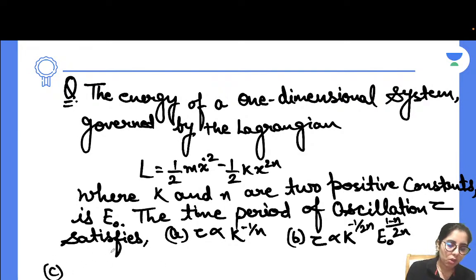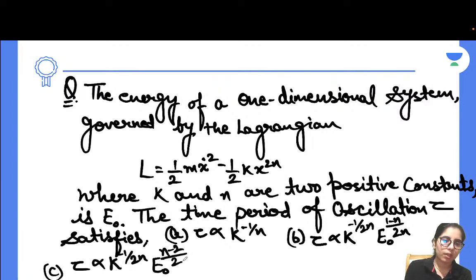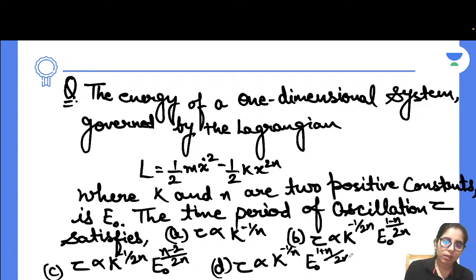Option C is tau proportional to k to the power negative 1 over 2n, E naught to the power n minus 2 divided by 2n. And D is tau proportional to k to the power negative 1 over n, E naught to the power 1 plus n divided by 2n. Try it now and let me know as you get it done. And if anybody has any doubt, you can surely let me know about it. But if everything is clear, then that's great.